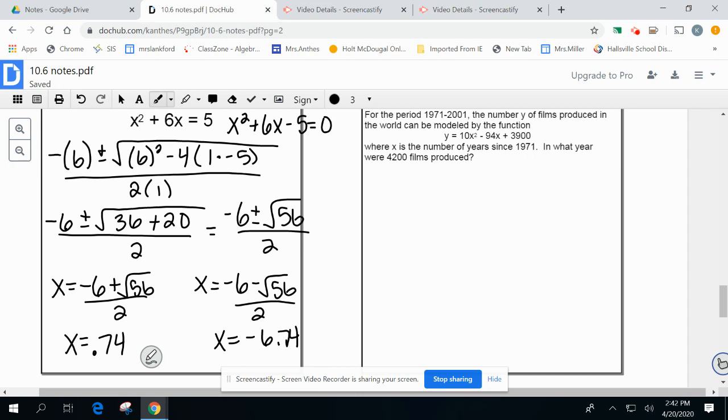Okay, so for this word problem, between 1971 and 2001, the number y of films produced in the world can be modeled by the function y equals 10x squared minus 94x plus 3900. X is the number of years since 1971, and what year were 4,200 films produced? Okay, so what we need to do here is make y equal to 4,200 and then solve.